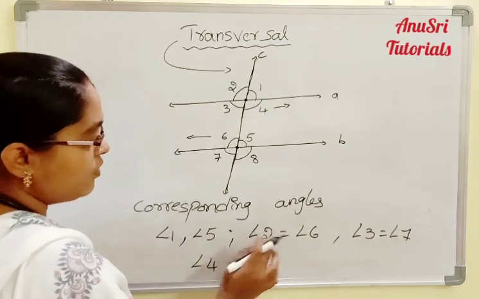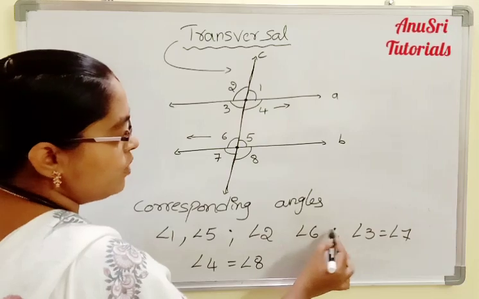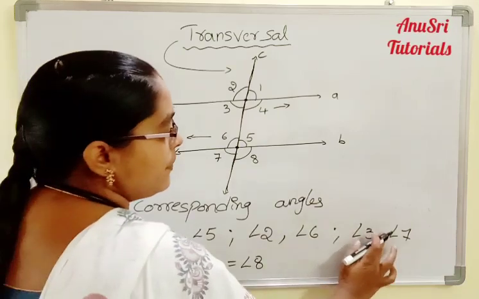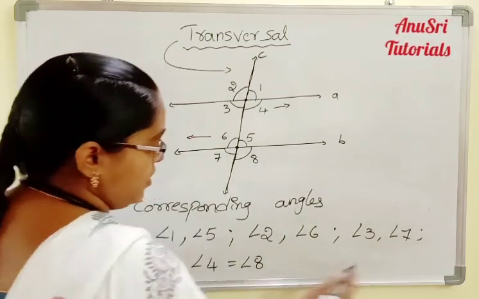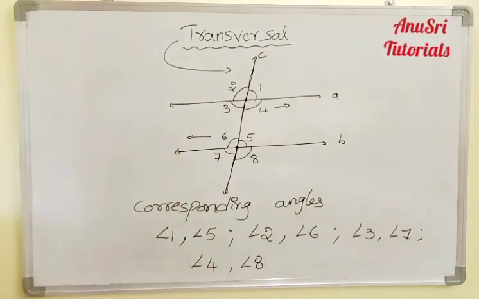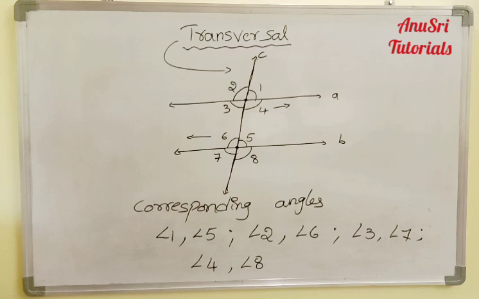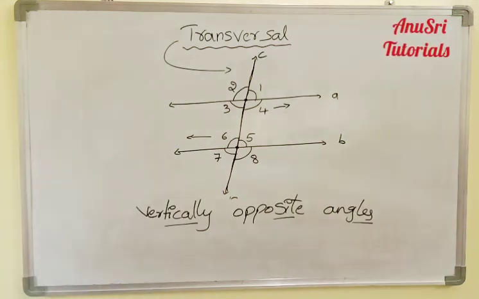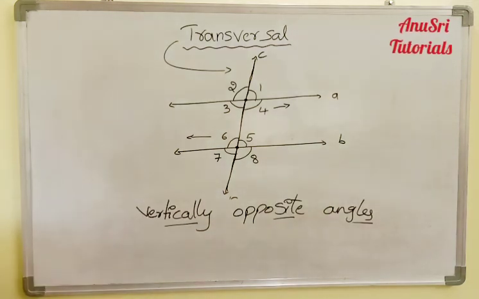So 1 and 5 are corresponding angles. 2 and 6 are corresponding angles. And angle 3 and angle 7 are corresponding angles. 4 and 8 are corresponding to each other. So that is about corresponding angles. The other type is vertically opposite angles.